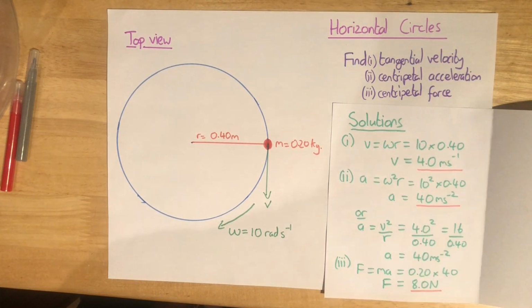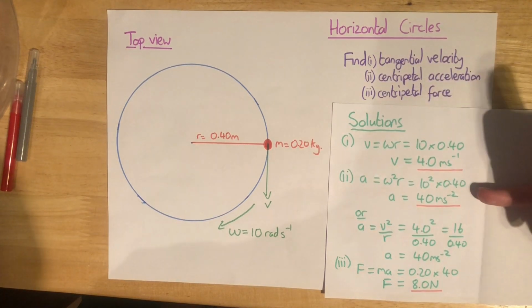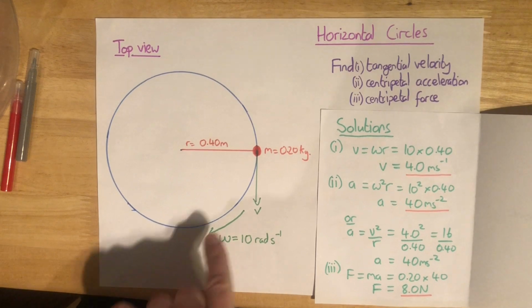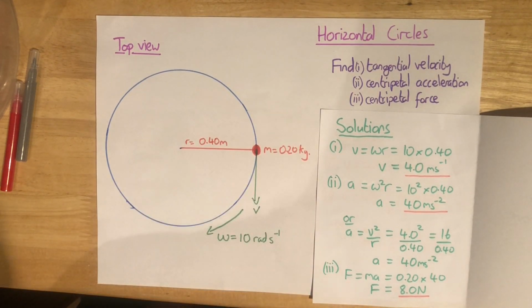There are two ways of working it out because we came up with two equations for that last week. I would recommend using, on this occasion, a equals omega squared r, because we're given omega in the question. So if you've made a mistake earlier, it doesn't matter. Whereas if you use v squared over r and you've made a mistake calculating v, you could then make further mistakes. But either way, it should come out as 40 meters per second squared. And then for the force, I've just used F equals ma. Again, you can use m omega squared r or mv squared over r, and that came out as 8 newtons.